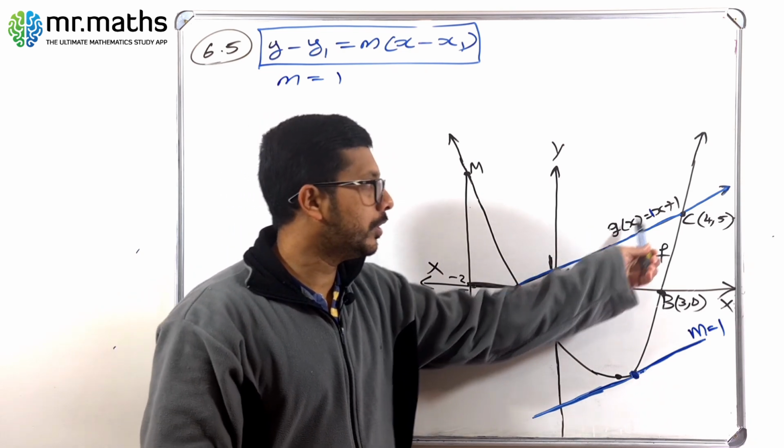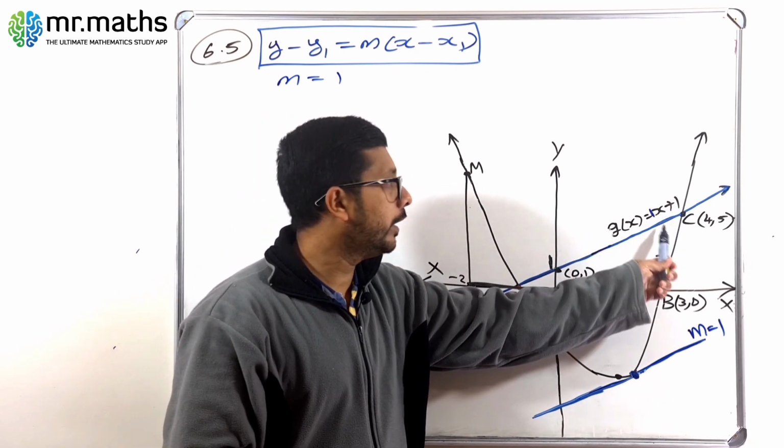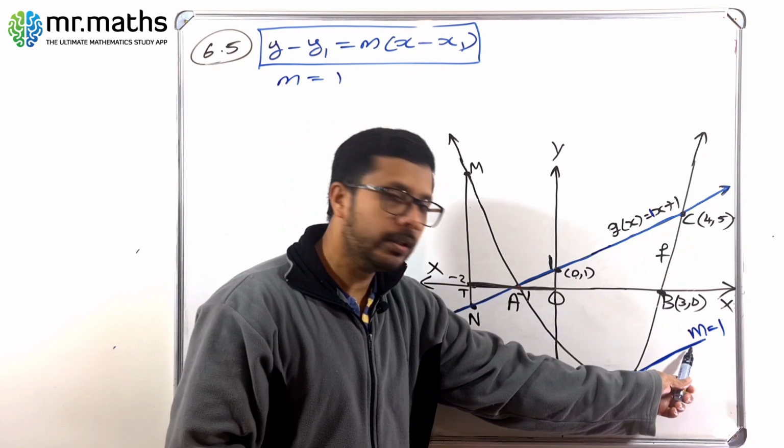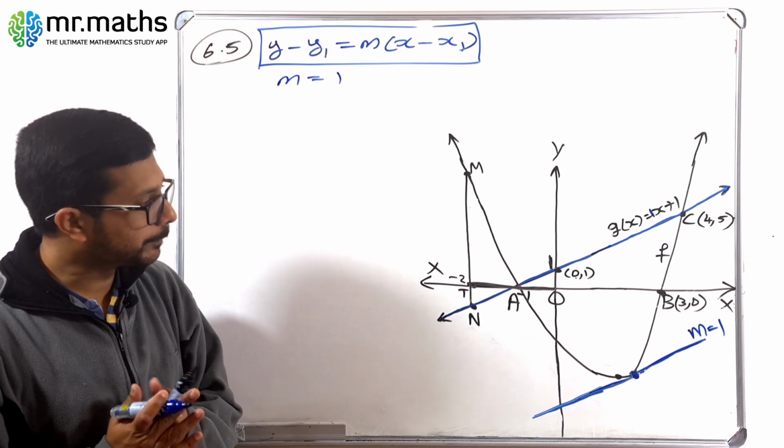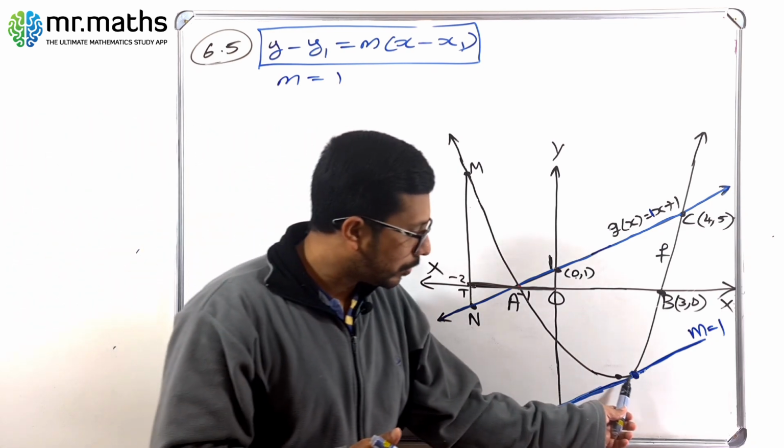And what is the equation of g of x? X plus 1. What is the gradient? 1. So here the gradient is 1. Okay, now listen here, we don't know what the coordinate of this one is.